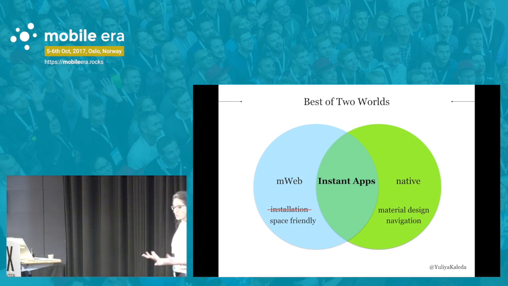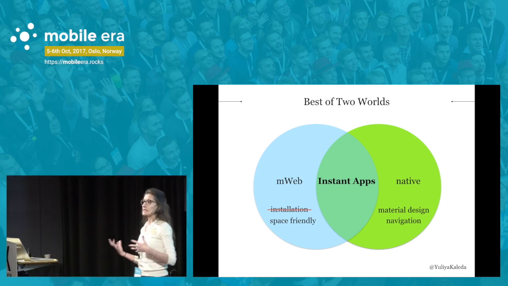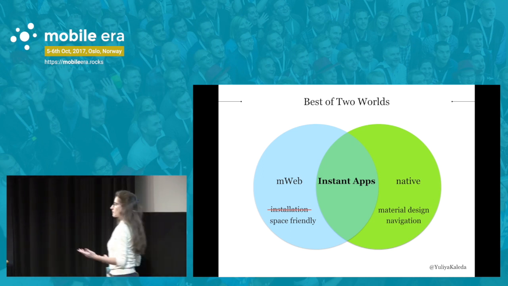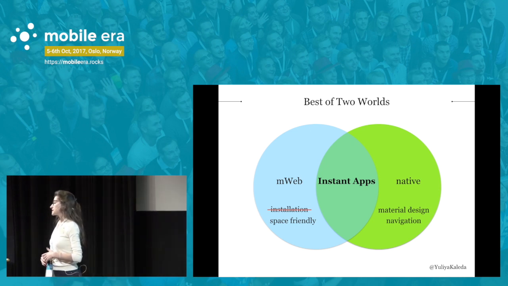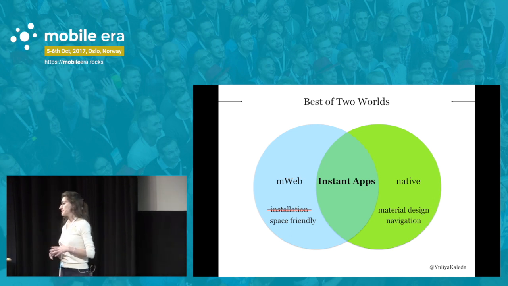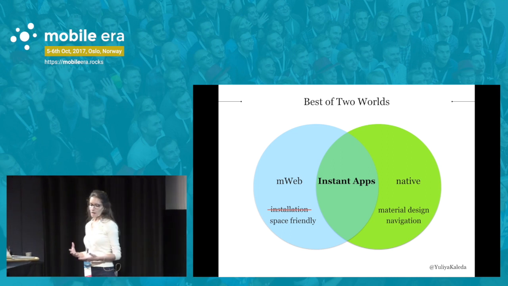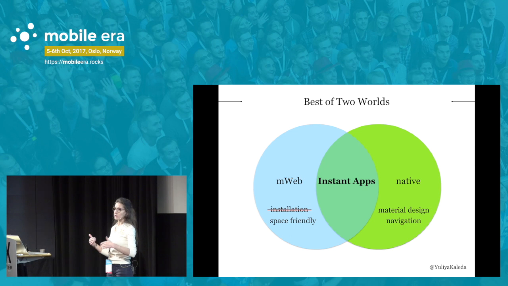Instant App is actually a new type of application that absorbs the benefits of both worlds. It takes the best features from the mobile web, and it takes the best features from native applications. Instant Apps are space-friendly, so they don't take as much space as a regular installable application, and you don't need to install them. A user clicks on the URL address, and the application is downloaded onto the device. It's cached there for as long as the user is using the application.